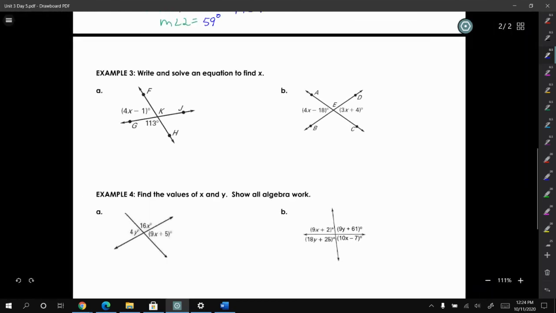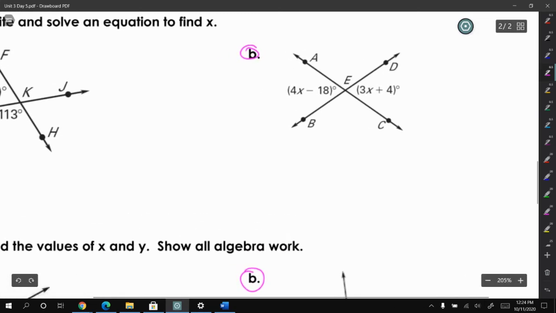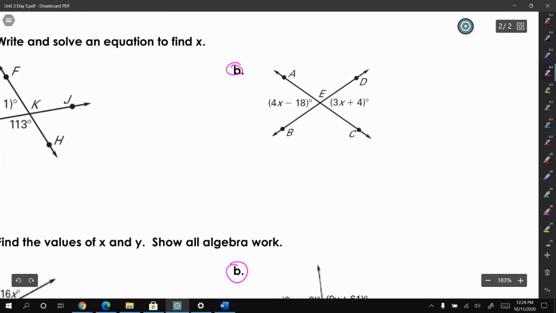All right, on this page, what I'm going to do is solve both letter B's, and then I'm going to pause the video and have you solve and try the letter A's. So in letter B, our direction is saying find the value of x.